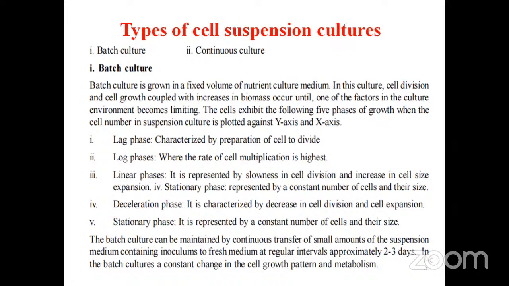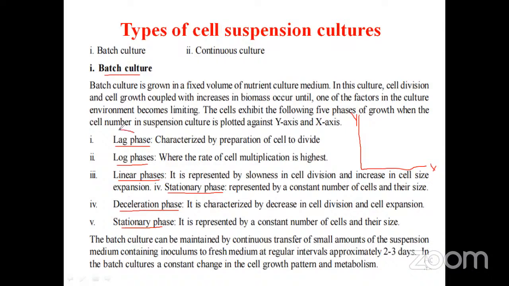The cells exhibit the following 5 phases of growth when the cell number in suspension culture is plotted on the y-axis against time on the x-axis. If you take a graph, with the x-axis and y-axis, during a batch culture, there are the lag phase, log phase, linear phase, stationary phase, declination phase, and again a final stationary phase.